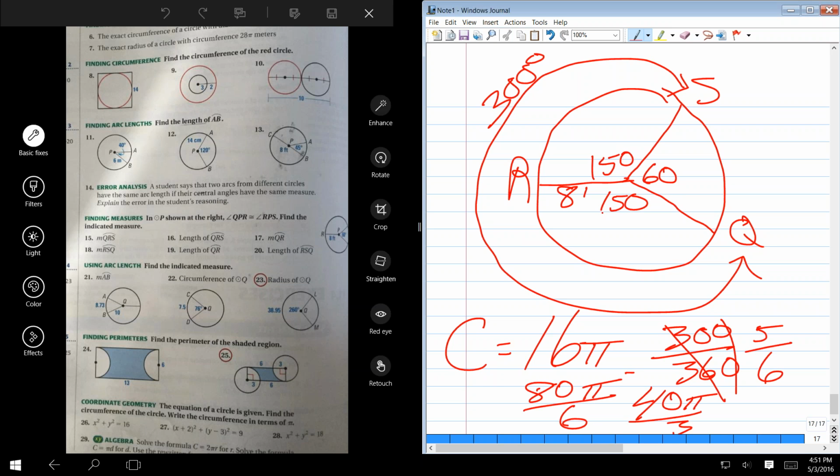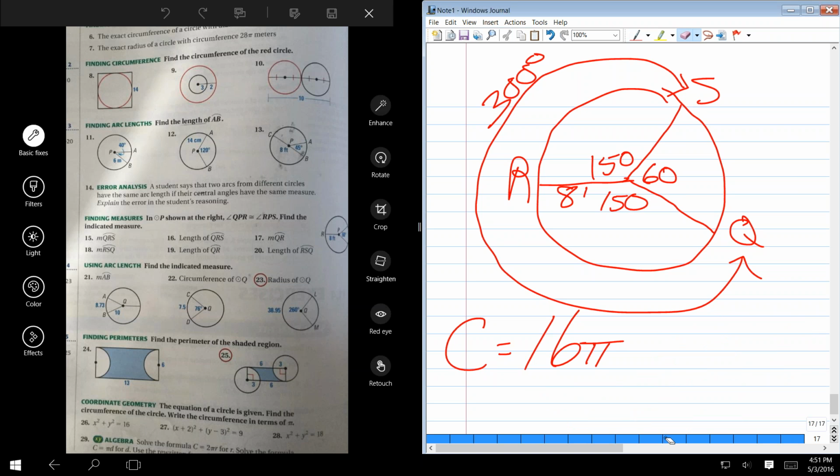Okay, let's leave the circumference because we got some more questions that have to do with arc length. Let's answer all of those first. We're going to need the circumference to answer 19 also. What's the arc length of QR? 16 pi times what? Wait, what? What's the arc length of Q to R?